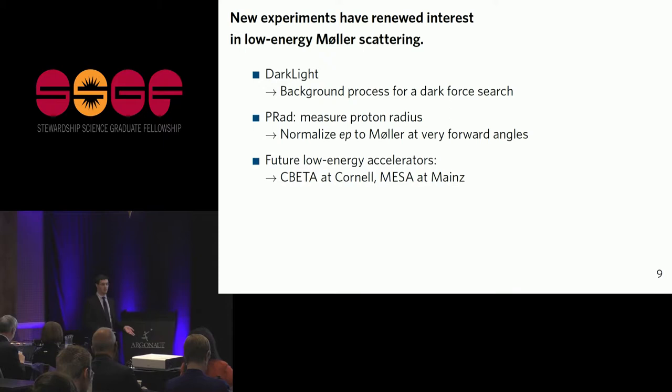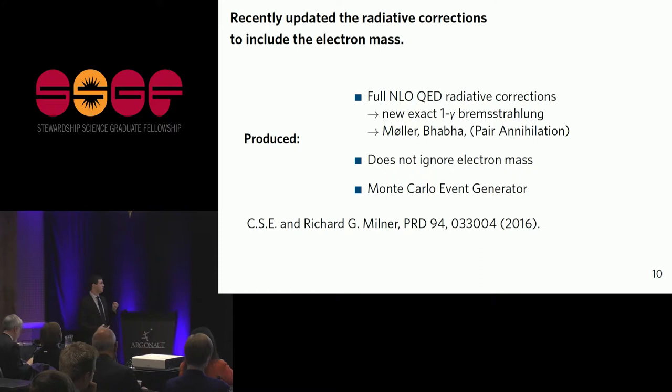So one of the first things we did was we fixed the Bremsstrahlung part of it, because you need to match the two sections of phase space. So we put together the full NLO QED radiative corrections, with new exact Bremsstrahlung. We did it for a whole bunch of processes with light leptons, and kept the electron mass at all levels, so no problems from that. And we put this together into a Monte Carlo event generator, which enables Monte Carlo simulations of your detector using this process.